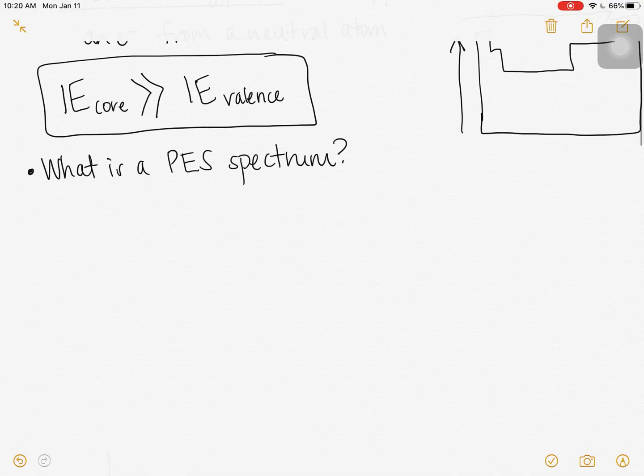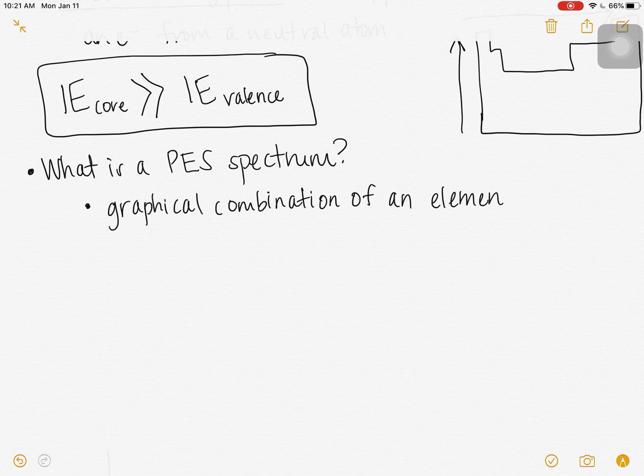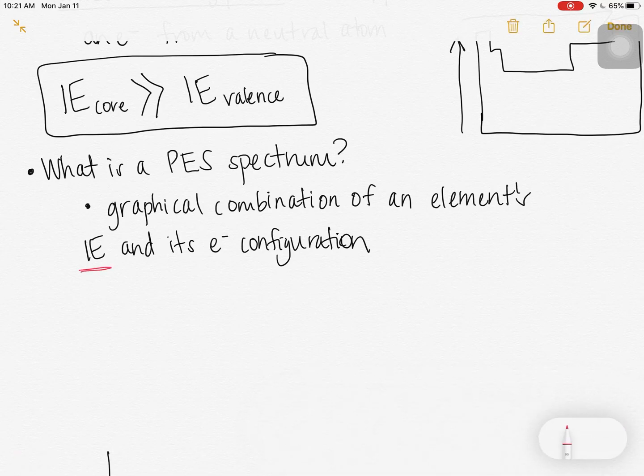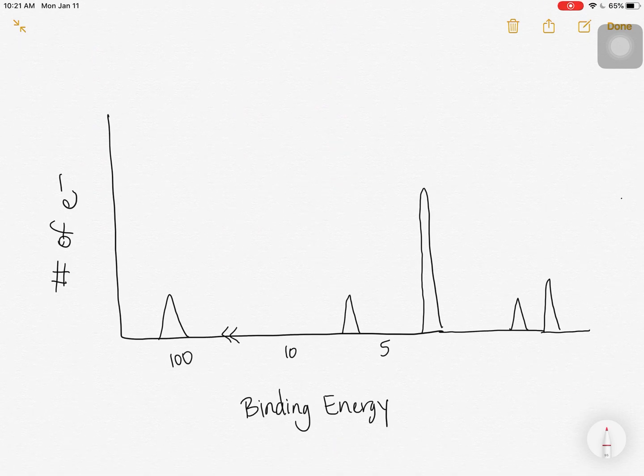So what exactly is a PES spectrum? I define it as a graphical combination of an element's ionization energy and its electron configuration. Okay, that's not the totally true definition, but it's my definition, and I think it's a good one because this idea encompasses two very big ideas in chemistry, that of ionization energy and that of electron configurations. Okay, so what does a PES look like? Well, there are different kinds of them, but for the most part, they all resemble something that looks like this. It's a graph, and it has peaks, okay? And these peaks represent something.